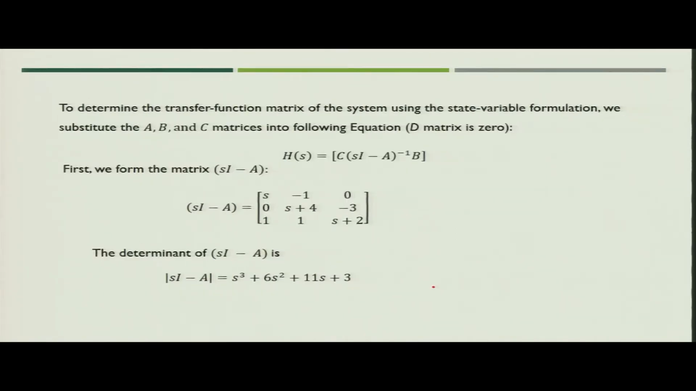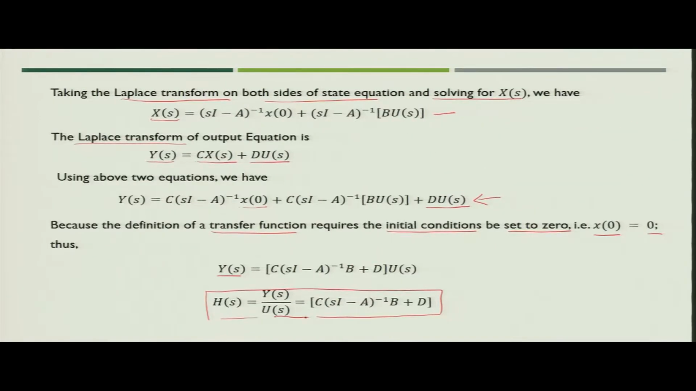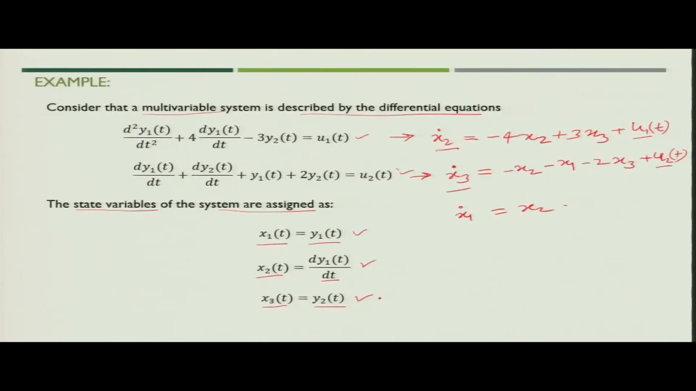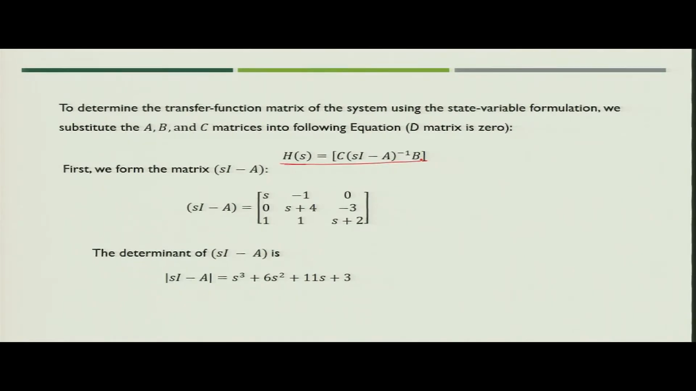So, now if we have to find out the transfer function of the system, we will use the derivation which we have got for the transfer function, that is H s is equal to C S I minus A inverse B plus D. Since D is 0, so H s will become C into S I minus A inverse into B. Now, first we need to find out the value of S I minus A. So, we compile S I minus A and take the inverse.